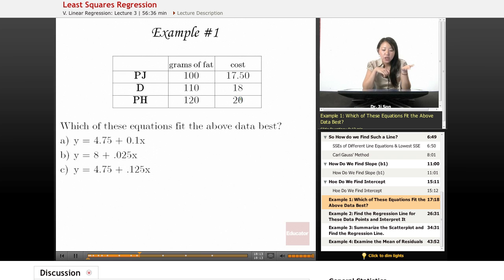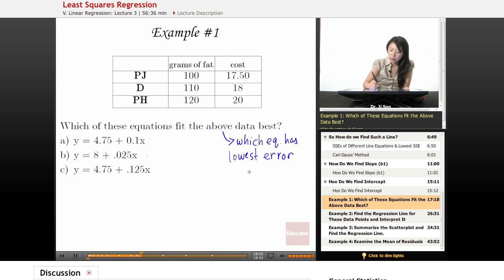But the question is, which of these following equations fit this data the best? Okay? So in order to solve this problem, we'll have to find the sum of squared errors for each of these equations. And right now, we're not sure if any of these equations is really the regression line. Maybe we're just trying to find the best equation out of the three that we have so far, right? So which of these fit the above data the best? This means which equation has the lowest error, or sum of squared error, right?